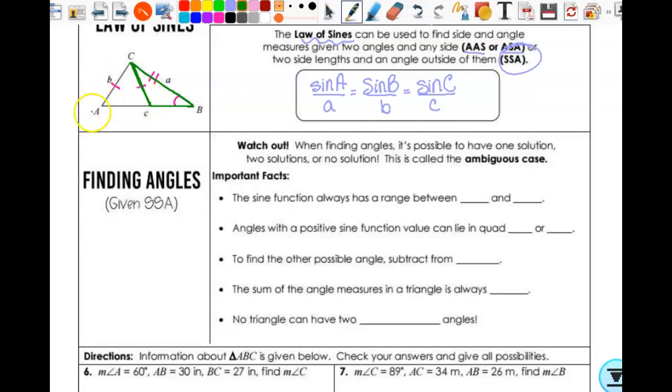Like, is the length of side C this length, or is it this length? Is angle C this one, or is it this one? That type of thing. Okay, does that make sense to you? So that's what makes it the ambiguous case. There's more than one option. Whereas if I have two angles and the included side, there's only one way to actually draw that triangle. Okay, so what that means for law of sines is this.